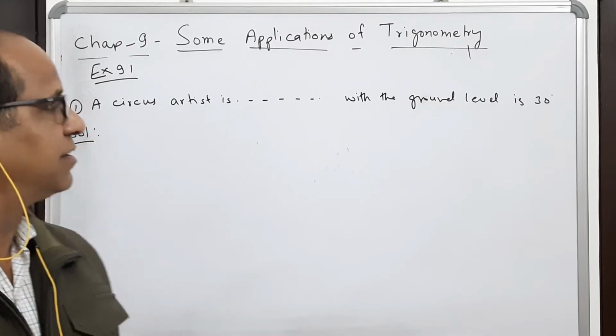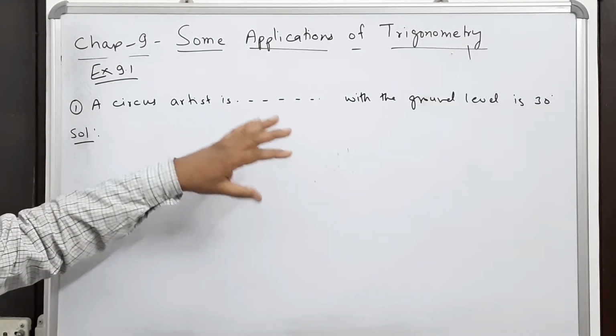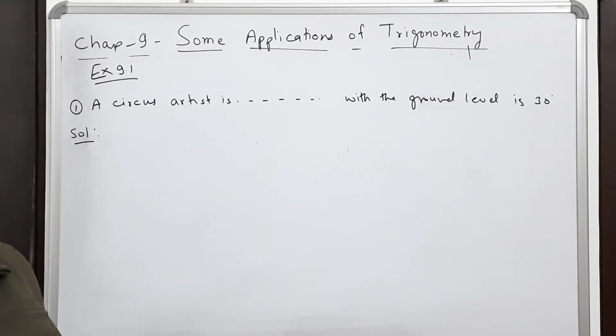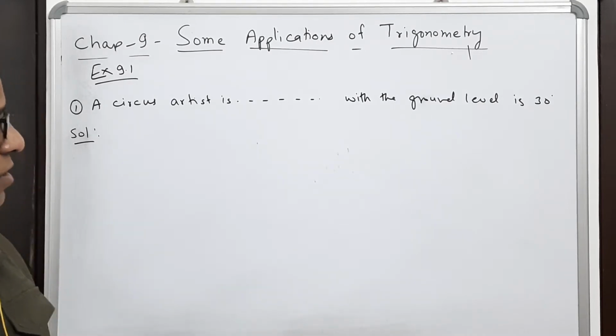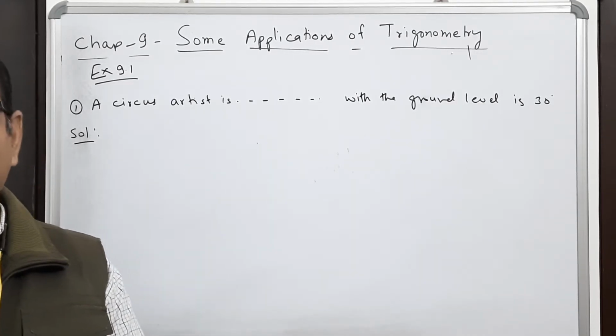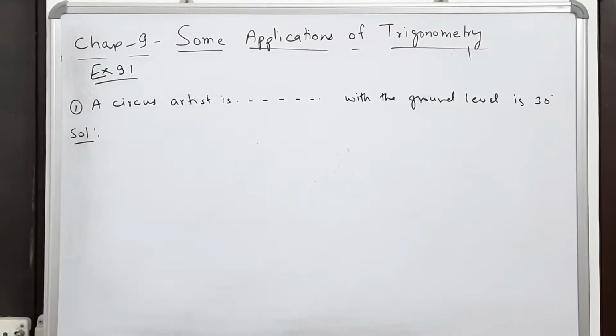Hello students, today I am taking the problems from exercise 9.1. The basics of this chapter I already explained to you. I already explained what is angle of elevation in my previous video, what is angle of depression, and how to find the missing sides of a triangle. Now I am taking the first problem of exercise 9.1.